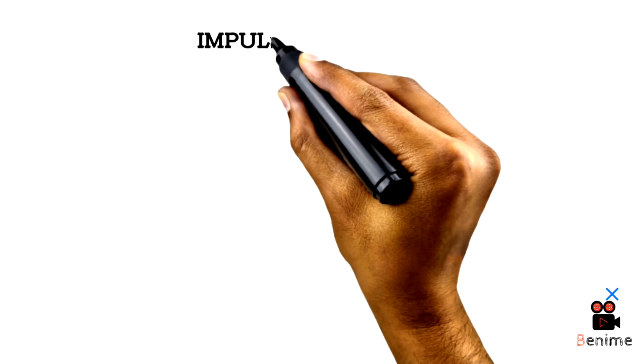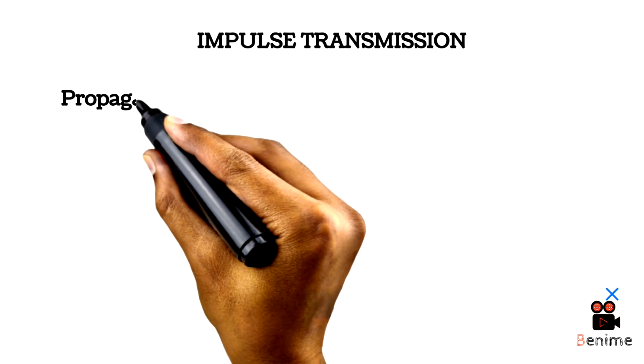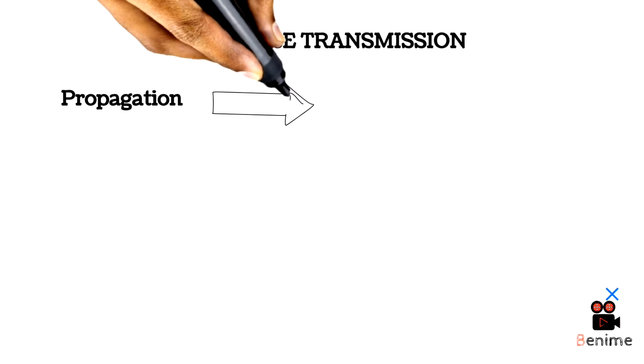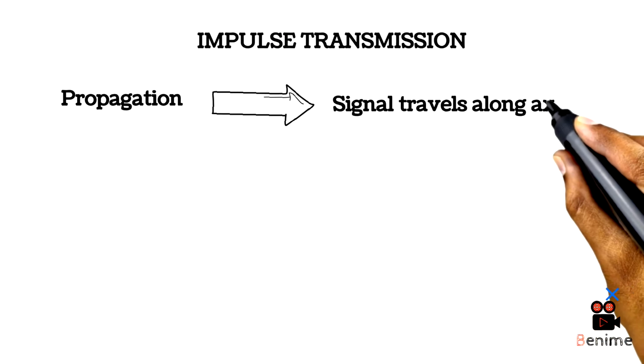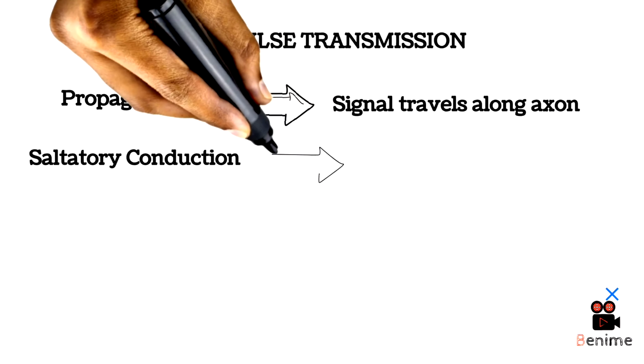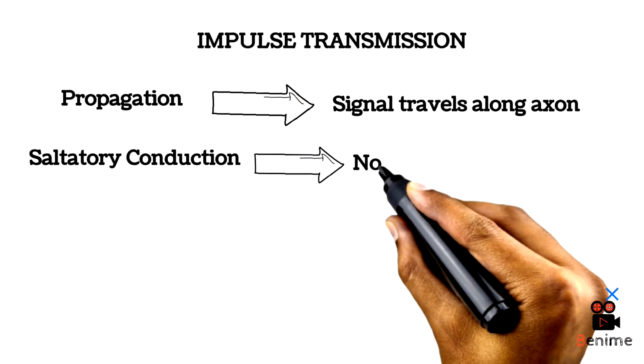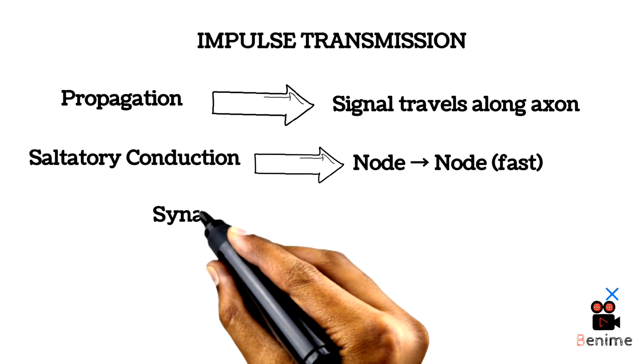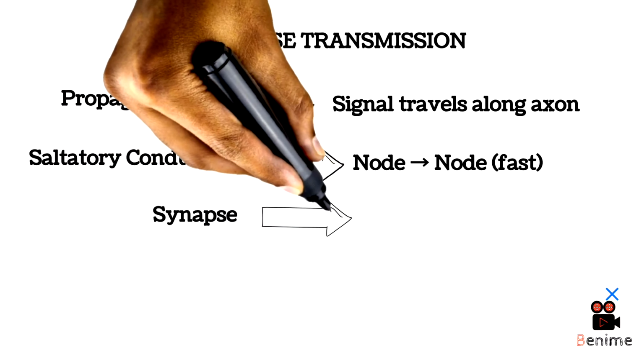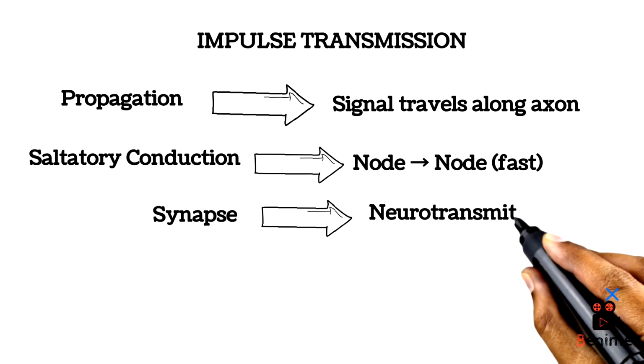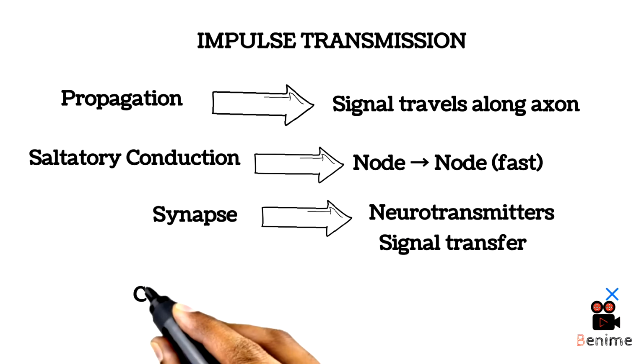Impulse transmission. The signal travels along the axon. This is called propagation. In myelinated neurons, conduction is very fast. The impulse jumps from node to node. This is called saltatory conduction. At the synapse, neurotransmitters transfer the signal to the next neuron.